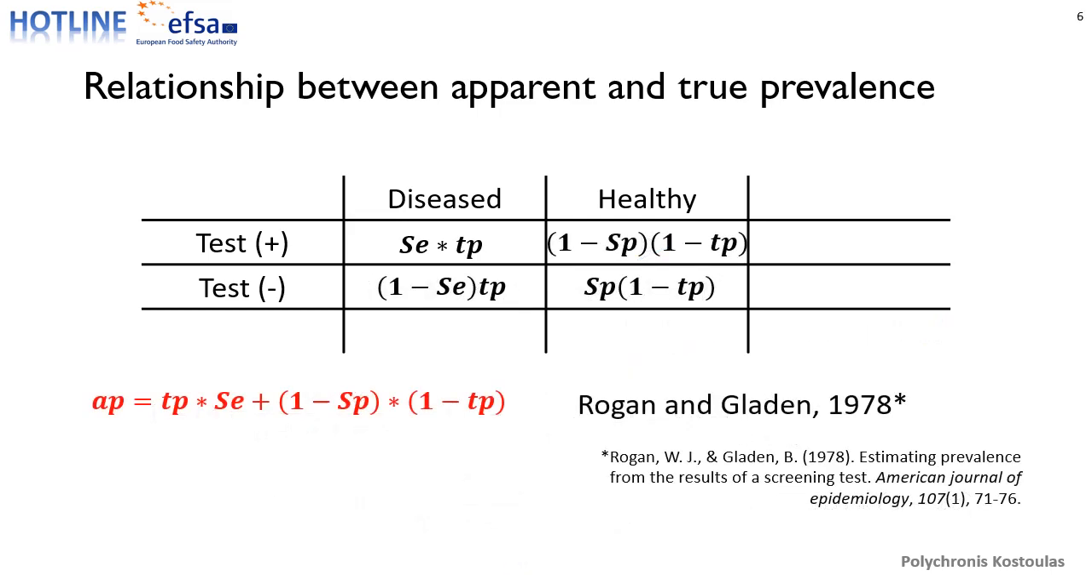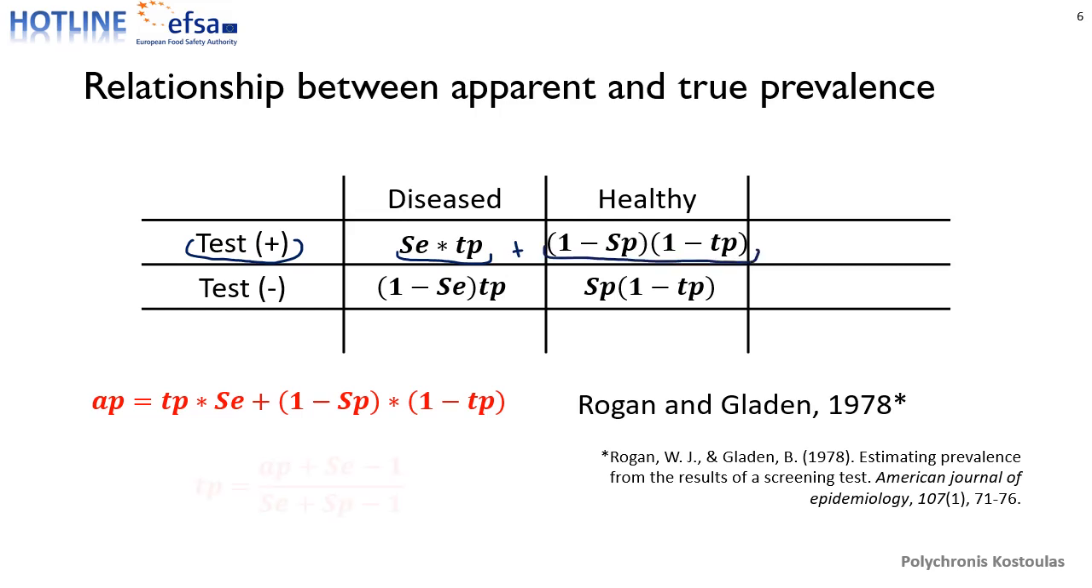Now that we have the proportions for each cell, let's see if we can define apparent prevalence as a function of them. Apparent prevalence is the proportion of individuals that test positive. So this is apparent prevalence. And it's going to be the sum of this term with this term.